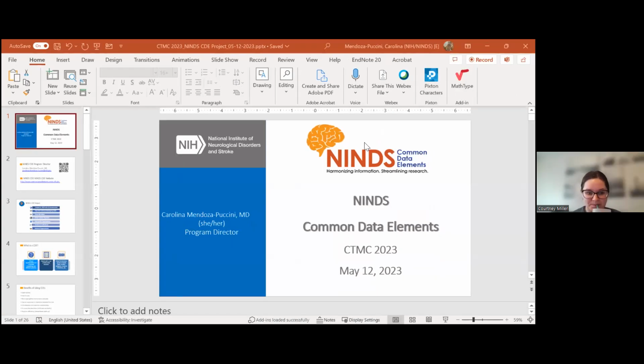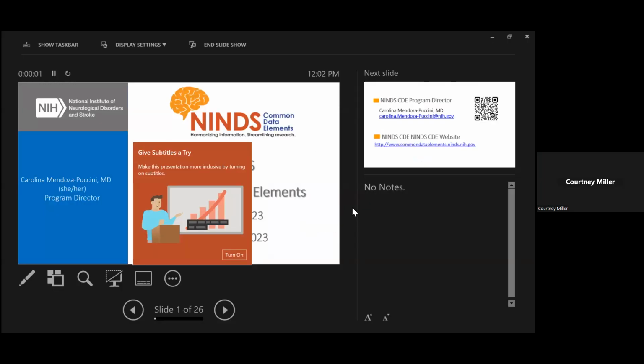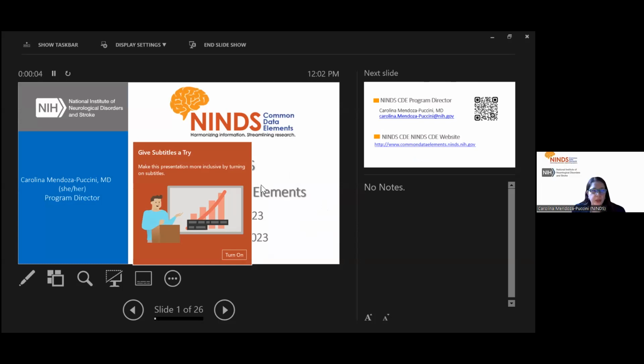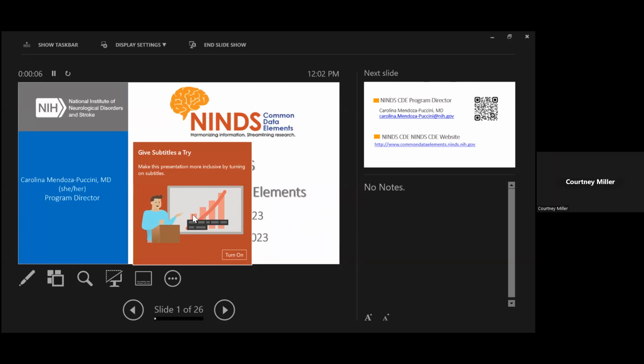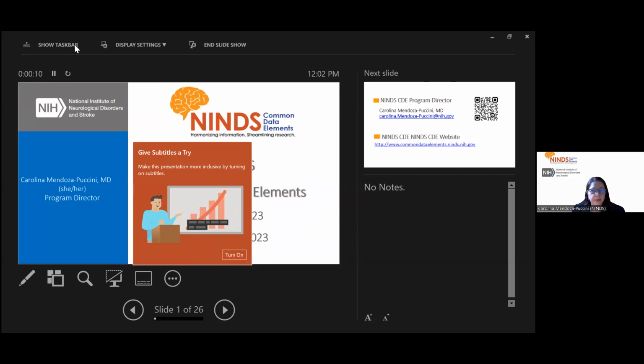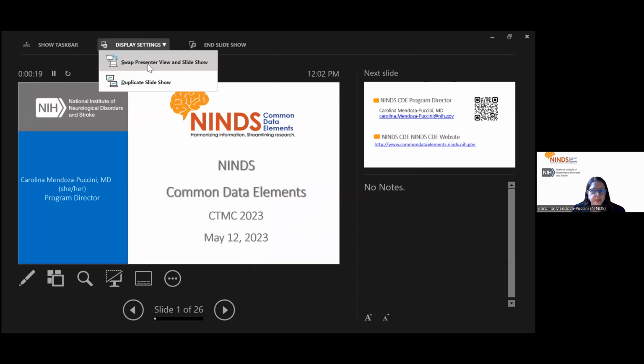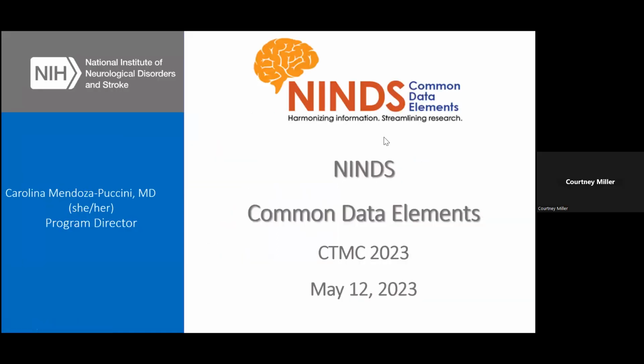my screen. Okay, can you please tell me what screen you are seeing? I can see the presenter mode. Okay. Where is that to switch? Okay, here it is. Okay, now I hope you can see the right screen.